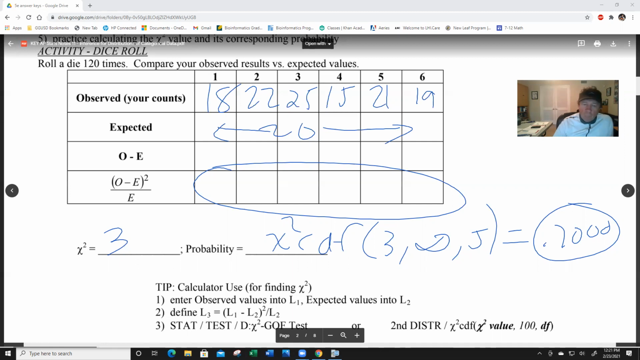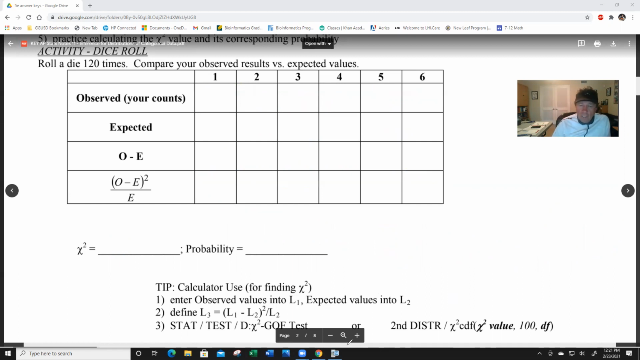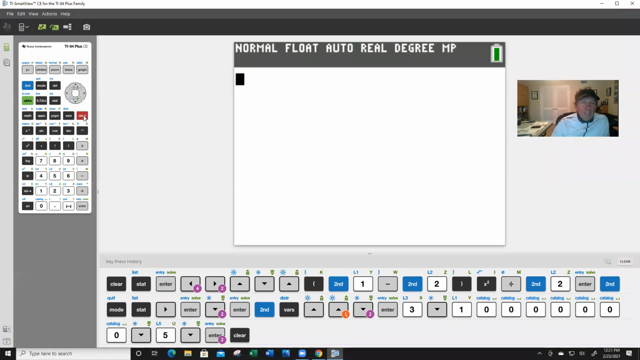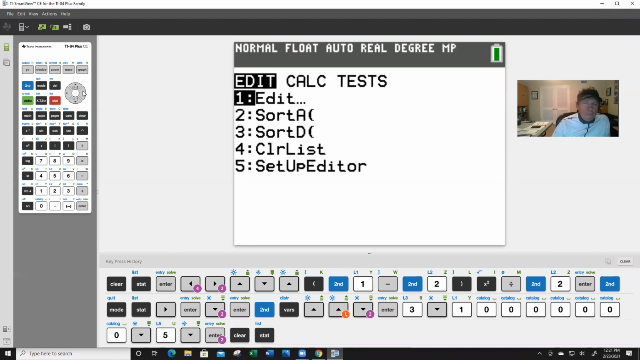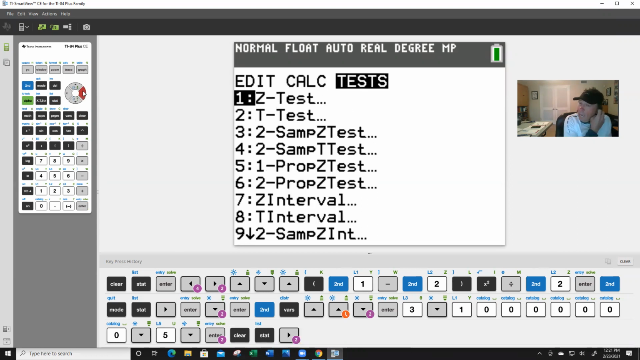Okay. Let me show you another way to do this, and it's available on most calculators, and you might like this. Another way to do this on your calculator would be like this. I think most of them have this. Stat test, and StatPlot may have it too if you look for it. Stat tests.